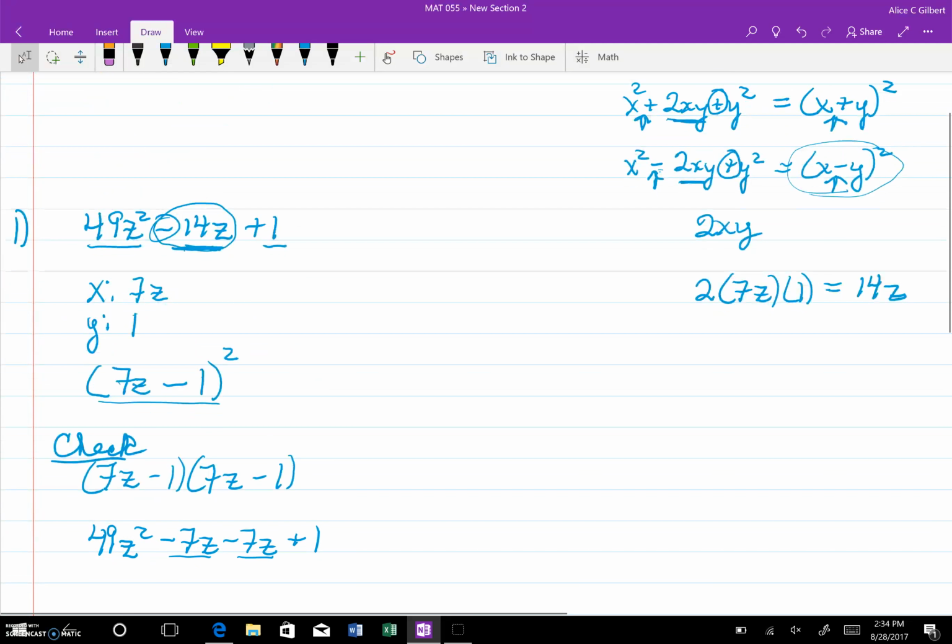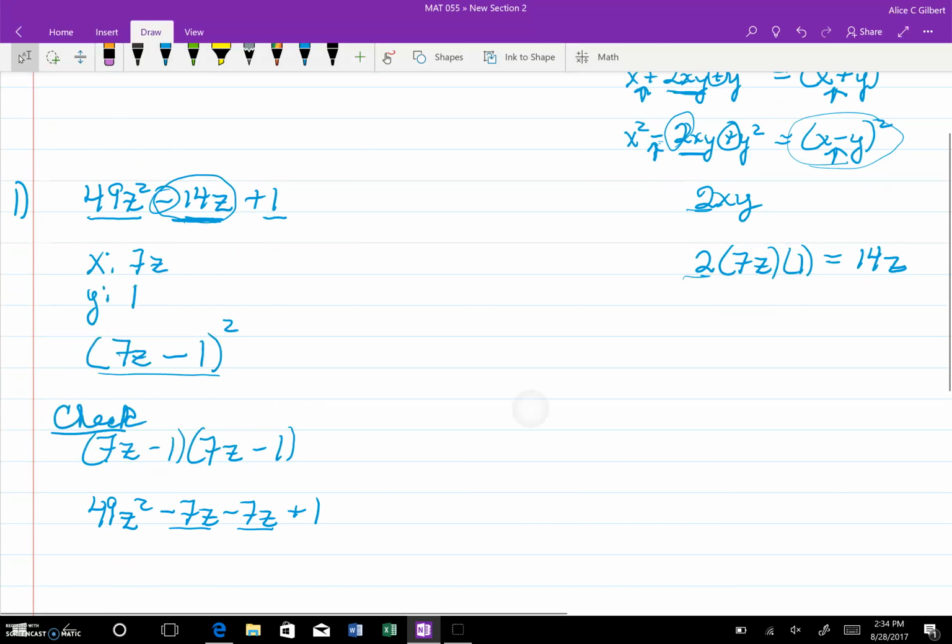How many terms do I have in the middle? 2. That's why we always multiply these 2 times 2. And I multiplied my x and my y.